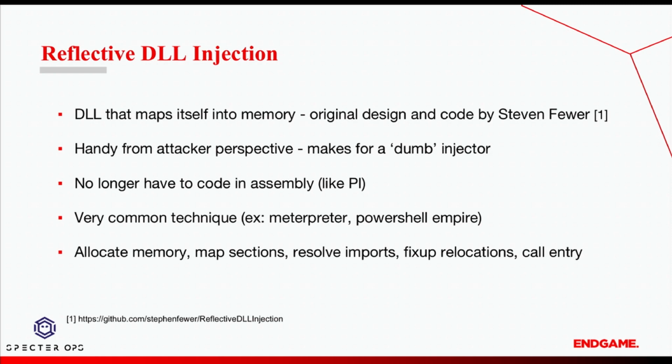That's why you see it all over the place, and it makes for a dumb injector, because basically the target payload maps itself into memory. All you got to do is start a thread or redirect a thread to the entry point of that reflective DLL, and it takes care of mapping itself. So it'll allocate memory, map sections, resolve the imports, fix up relocations. It does everything. You don't really have to know about that, but there's basically a header that you would include.